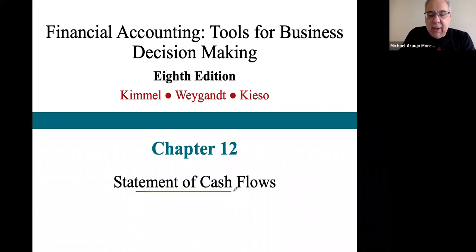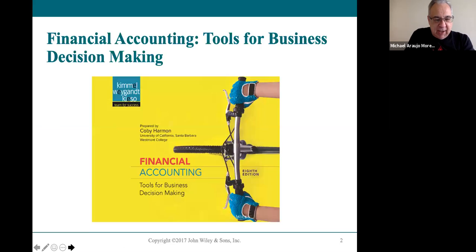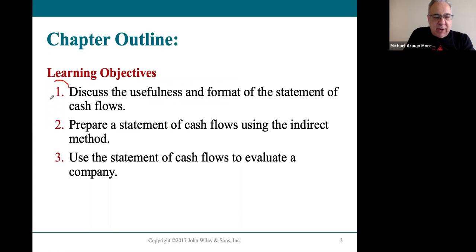Chapter 12, our final financial statement in this book, the statement of cash flows. We waited this long to do it for a reason, and you'll find that out today. The first objective talks about the sections of the cash flow statement, how useful it is, and how it's formatted. So that's going to be the first part we're going to focus on.